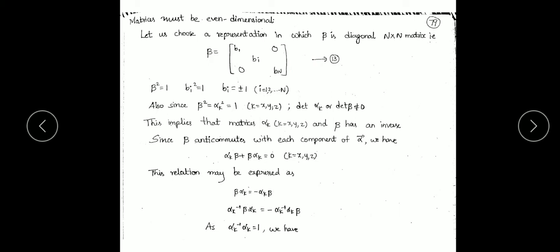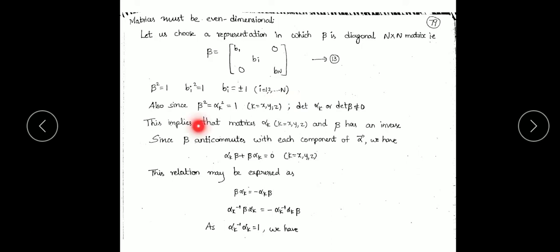If we based on this property and taking this beta, beta into beta, we would get b1 square, b2 square, like that. On the right hand side we are having 1, 1, 1, that is the identity matrix. So corresponding elements are equal, so you would have bi square equals 1. That means bi equals plus or minus 1, where i equals 1, 2 and so on to n.